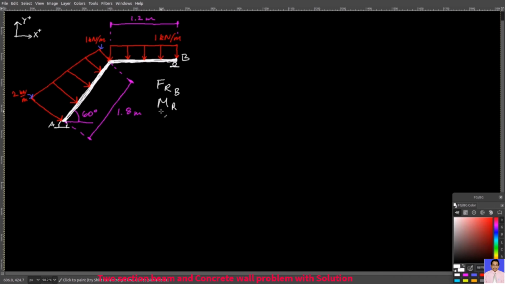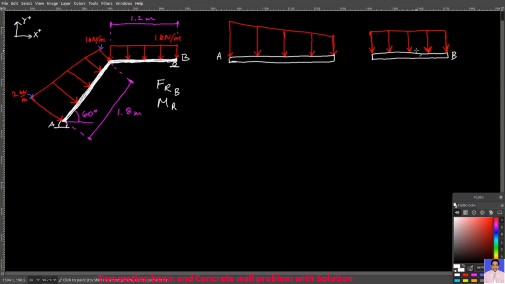Welcome back. Let's now solve this problem and replace all this loading by one resultant force that acts at point B and the necessary resultant moment in order to make it equivalent to this distributed force system here. What I will do first, I will treat the horizontal section and the section at an angle of 60 degrees separately. So I have these two cases here.